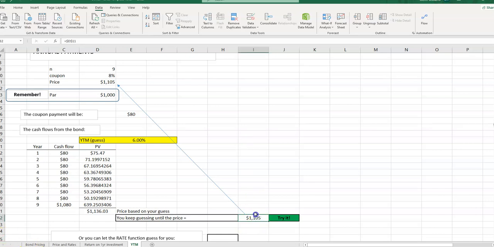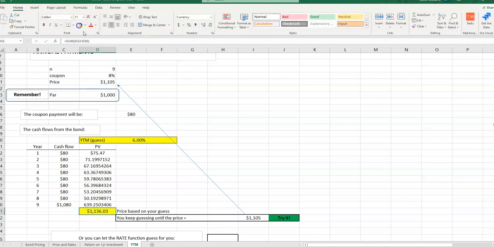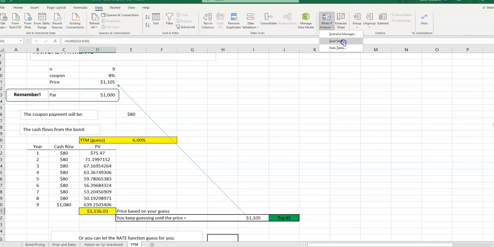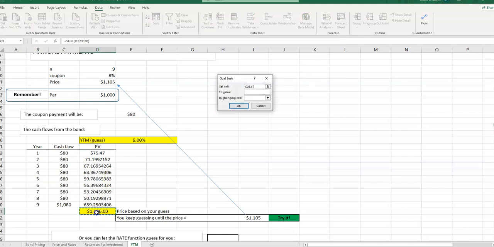Yeah, no, not this cell. I've got this cell, 1,105. But no, I want this cell, the price that I'm calculating, and I want that to be equal to 1,105. Right? So let me do that again. Data, what if analysis, goal seek. I'm setting this cell D31, to a value of 1,105 by changing the interest rate that I'm using to find the present value. Right? That's my guess of the yield to maturity. I click OK.